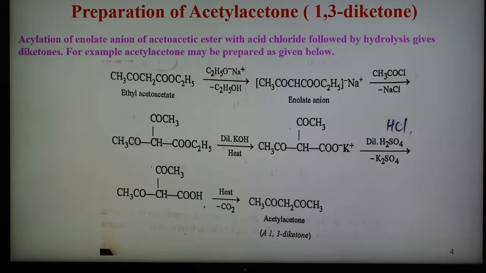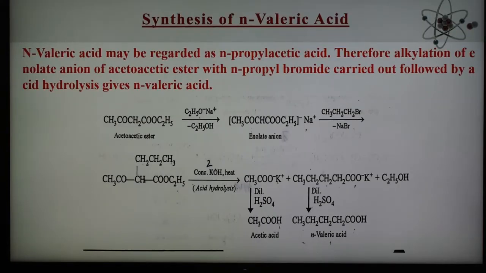This is another compound. And next, the synthesis of n-valeric acid can also be done by using these reactions. As we know, n-valeric acid is regarded as n-propyl acetic acid. The n-propyl group you have to introduce at the alkylation stage, and this n-propyl bromide reacts at the alkylation stage with the acetoacetic ester, followed by acid hydrolysis, and gives the compound known as n-valeric acid.